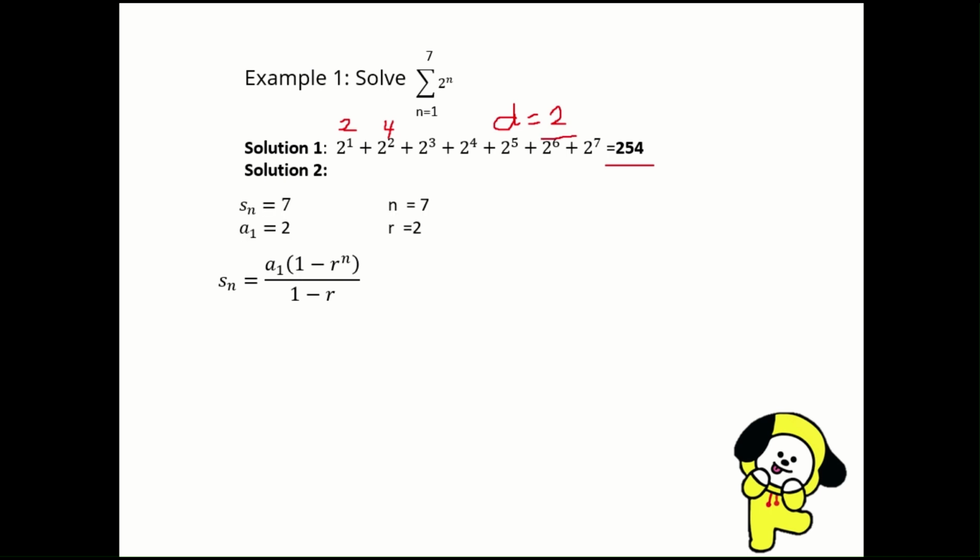And then S sub n is equal to 7. Why? That is the last index that we are about to solve. n is equal to 7. Then the first term is 2. r is equal to 2, as I explained earlier. And we substitute everything again to our formula.